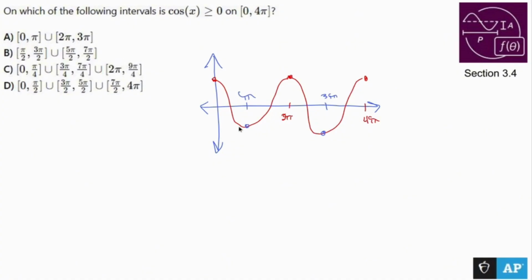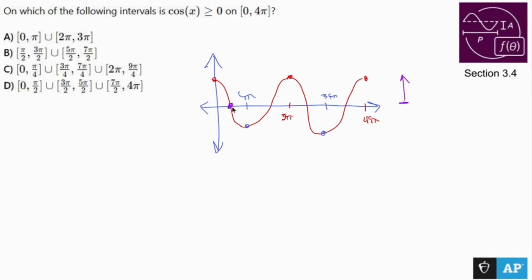Now the question that's being asked is, where is it greater than or equal to 0? That's fancy talk for above the x-axis. So it's not happening at pi and at 3 pi. It's happening in between those, at the halfway marks in between my pi's.